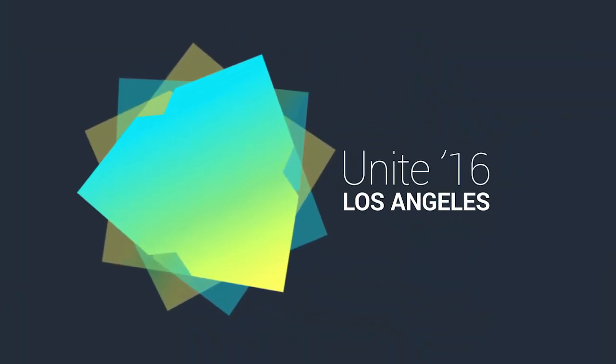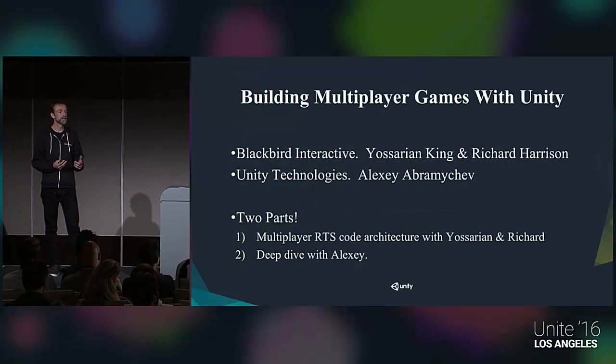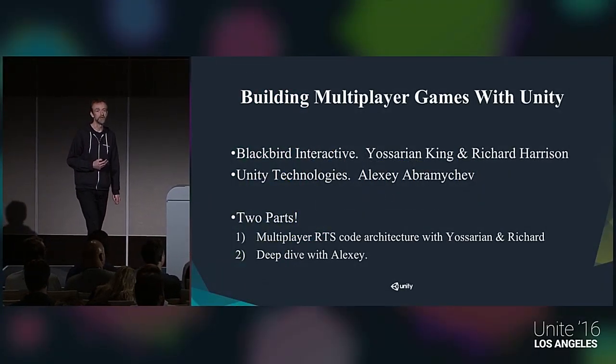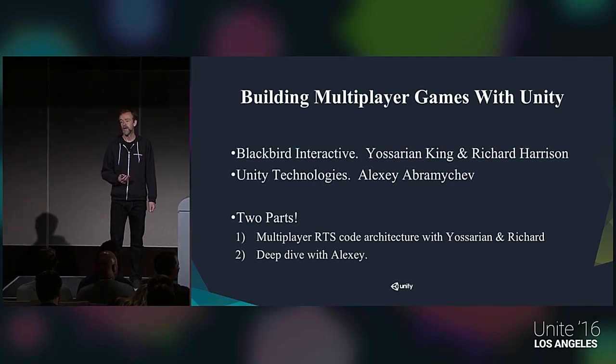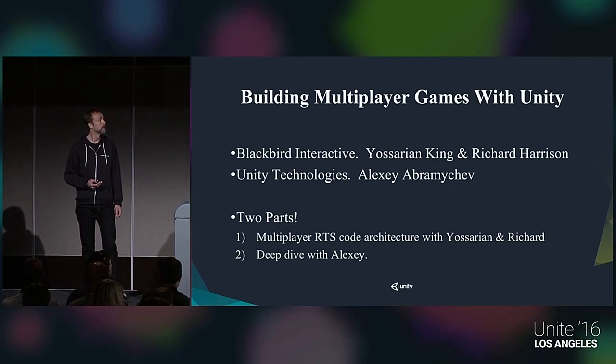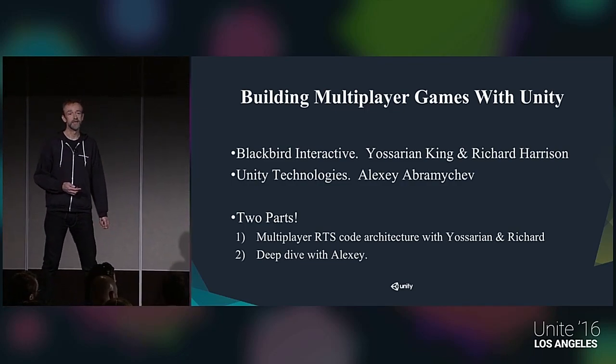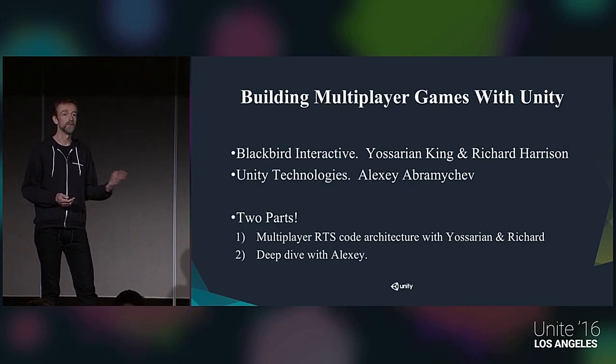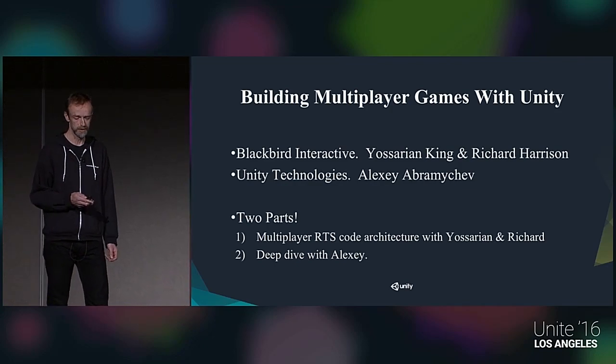This is a two-part presentation. Richard Harrison and myself are going to talk about some stuff we did to build a multiplayer RTS game. And then Alexey from Unity is going to talk more about the new networking API. And so hopefully there's time for everything. And if we run out of time for questions at the end, I think we'll all be available afterwards. So feel free to come talk to us then.